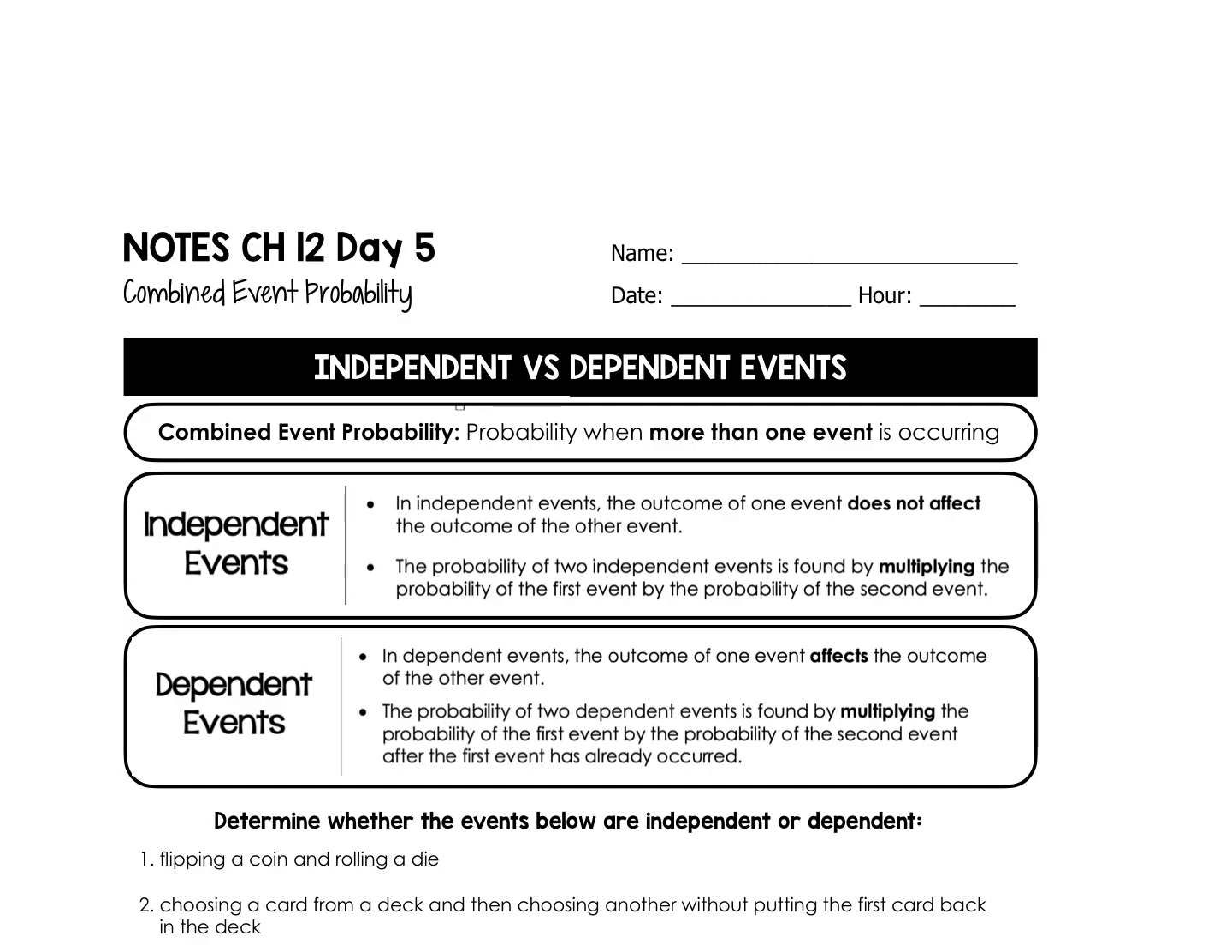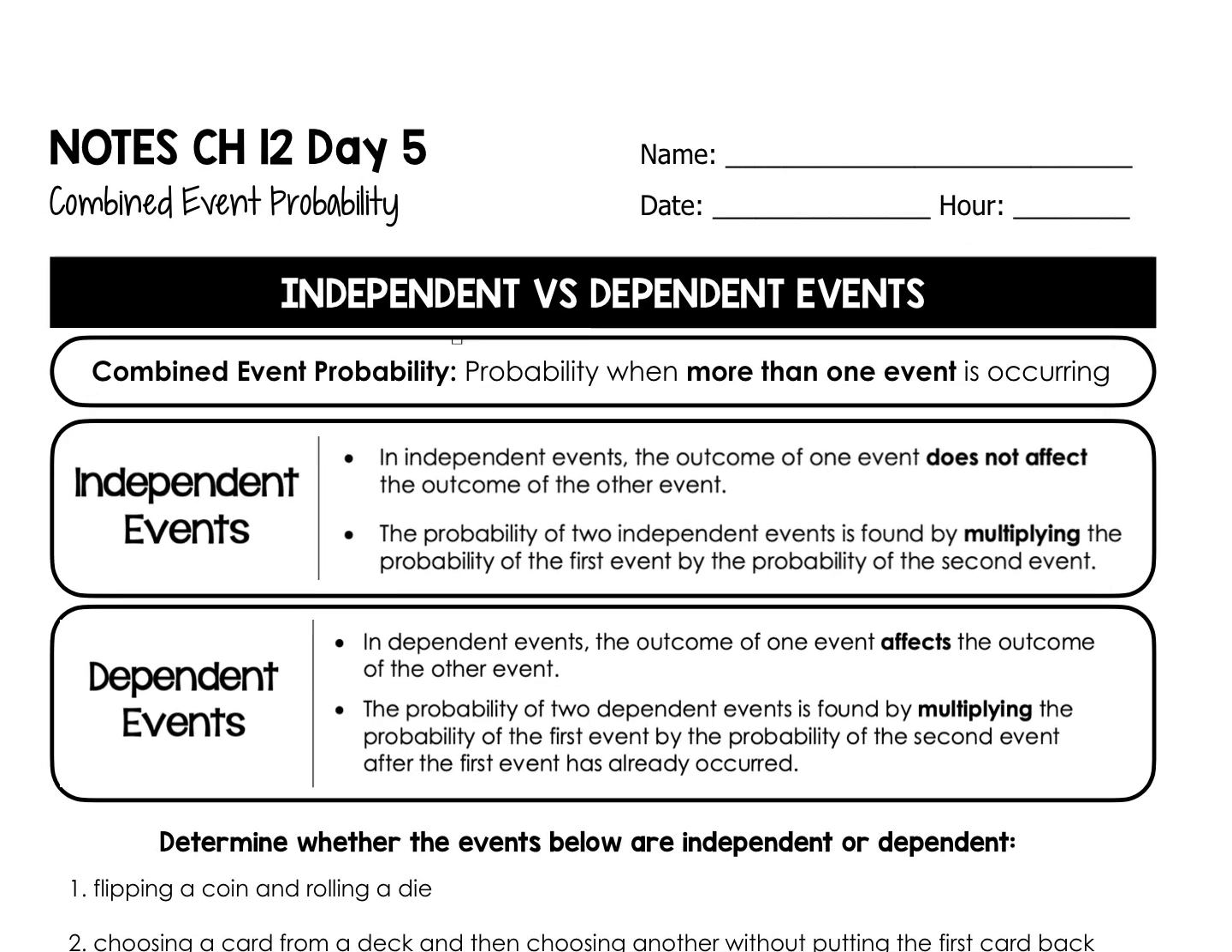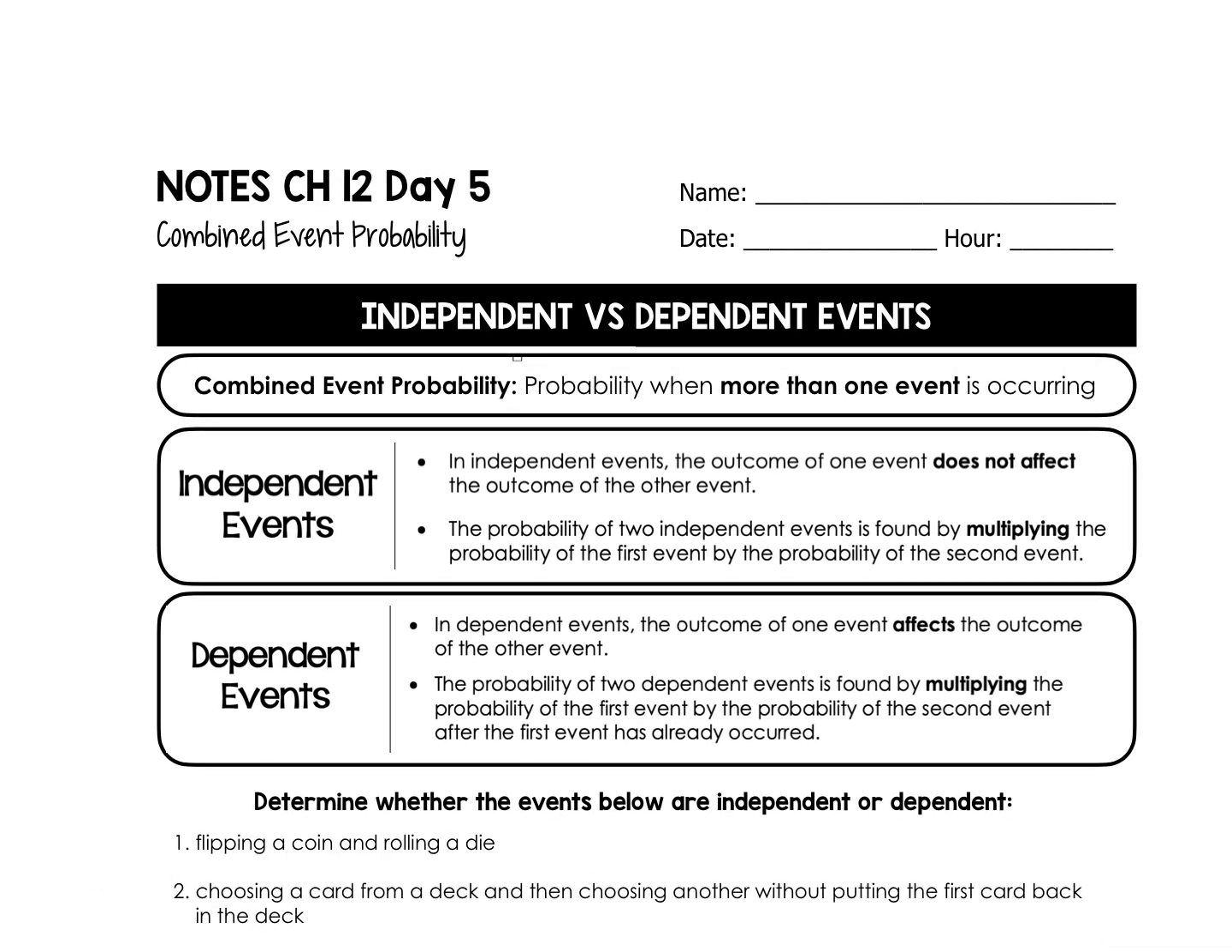So independent events, just like it sounds, because you know the meaning of that word, the outcome of one event does not affect the outcome of the other event. These bold words right here are the most important. To find the probability of two independent events, you multiply the probability of the first event by the probability of the second event. So the key here is this multiplying idea. And we will do some examples in a little bit.